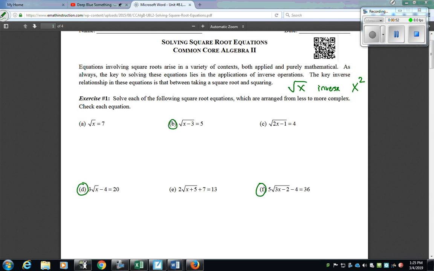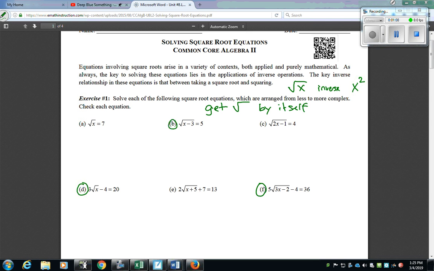And you want to isolate. One of the biggest keys is just to isolate, get the square root by itself. Now there may be more than one term underneath it, but you want to just get that square root by itself. Like in the case of b, there are no other terms near it. We'll see different things happen in d and f.